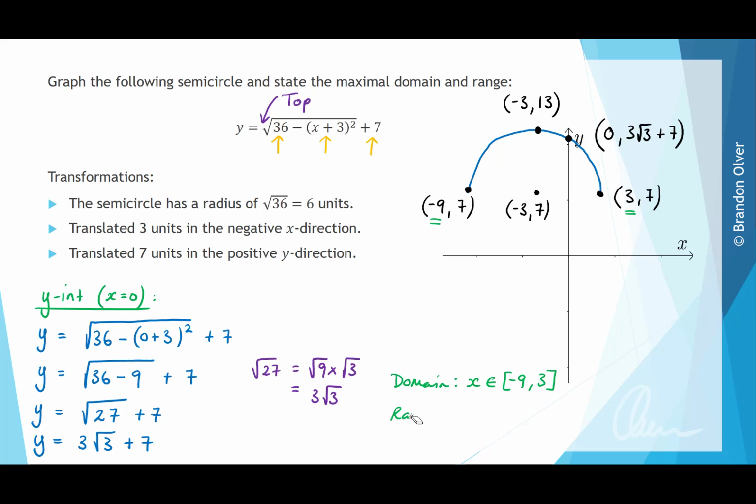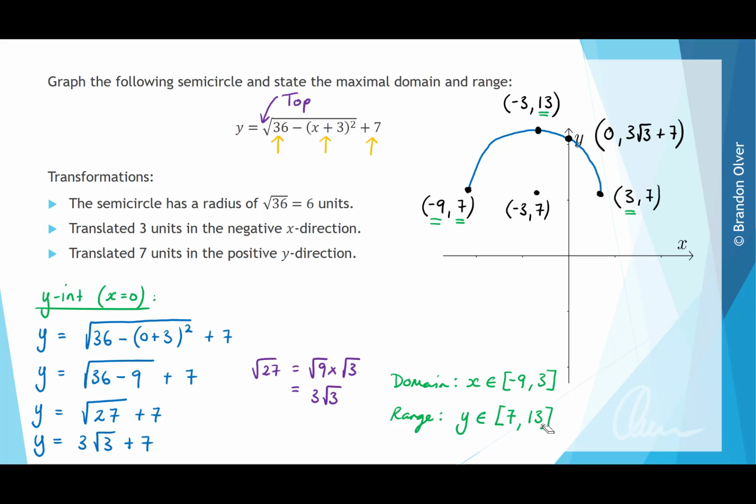And next we find the range, which is the y values that this rule generates. So that will be y is an element of, and now the smallest y value is 7, and that is included, so we have a square bracket. And we go up to the largest y value, which is 13, and that also is included, so we have another square bracket.